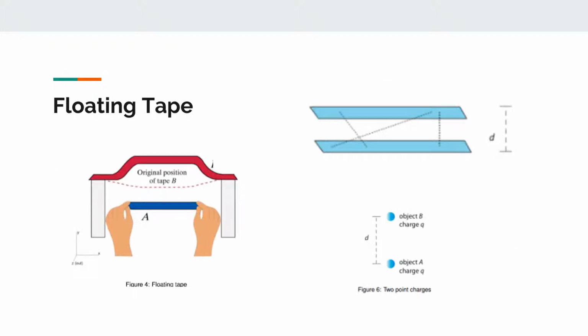In the next experiment, we suspended two positively charged U-tapes on top of one another. In the diagram below, you can tell that they created some distance as they repelled against one another. This distance now can be used to determine the charge and the number of excess or lost electrons.